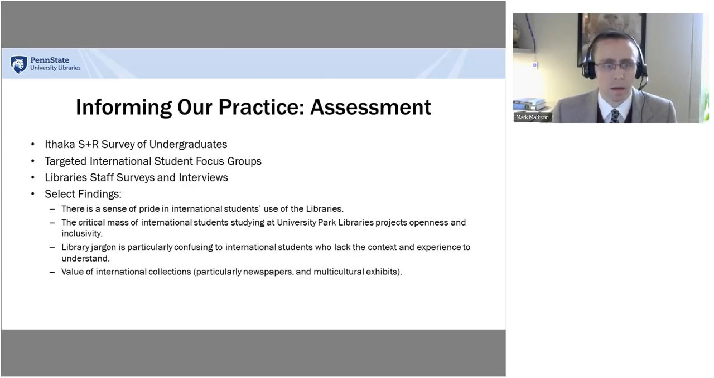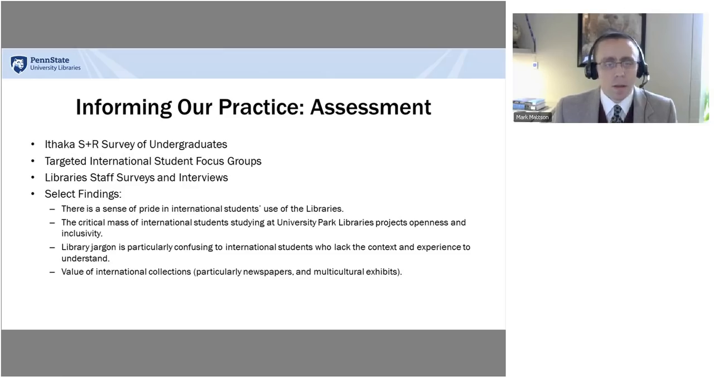A couple of them that I wanted to point out was there's a real sense of pride in the international student community as far as their use of the libraries. A couple of the students had brought up funny things about, well, on Friday nights when all of the domestic students go out to party, the library is filled with international students working hard. So there's a real sense of community and pride that the international students have, and they really see the libraries as a home for them.